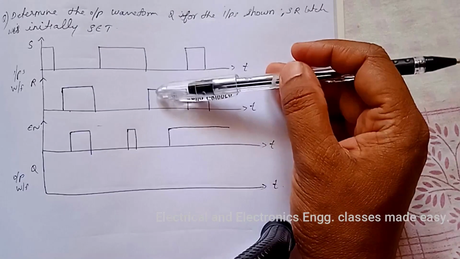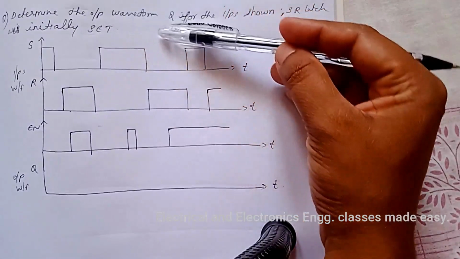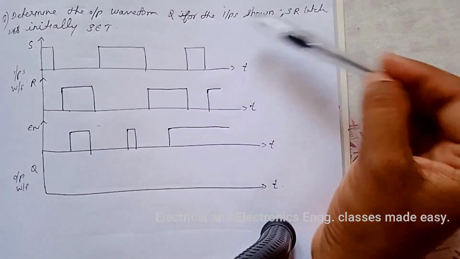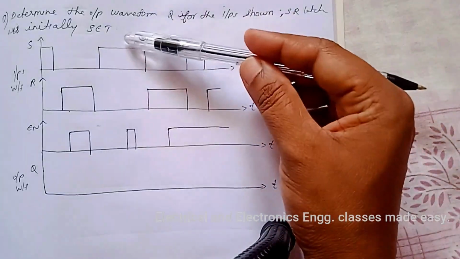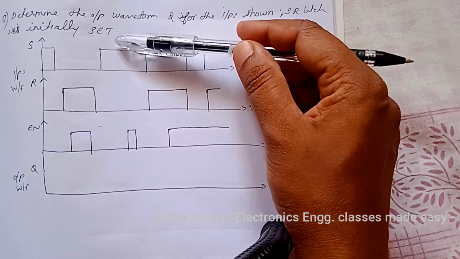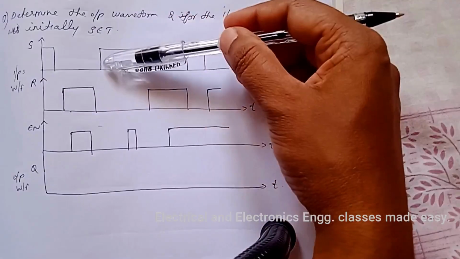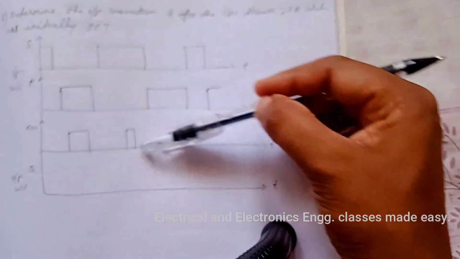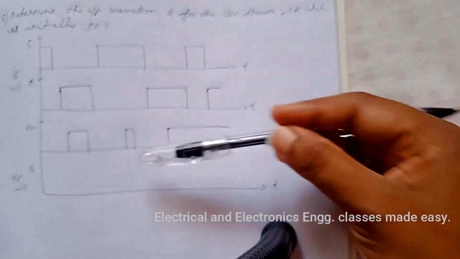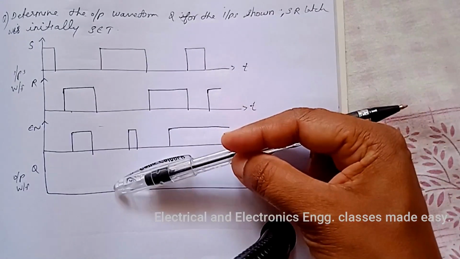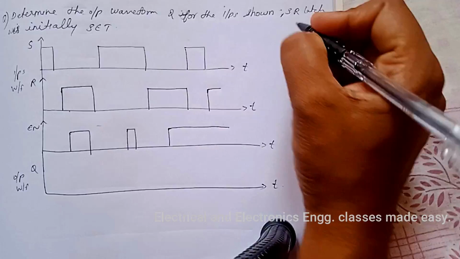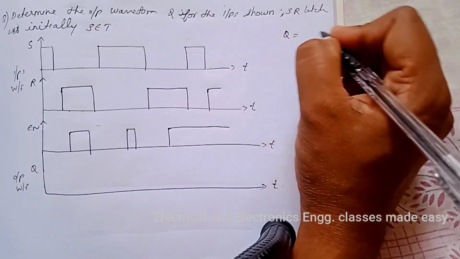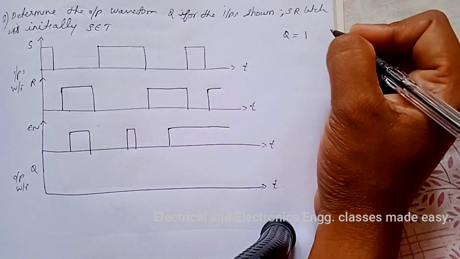Let us do a problem. Determine the output waveform Q for the inputs shown. The SR latch was initially set. So when the SR latch is initially set and the enable is given, we have to find the output Q. Set means initially Q equal to 1.